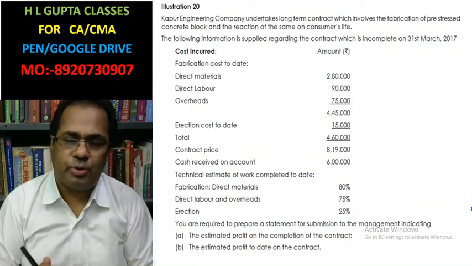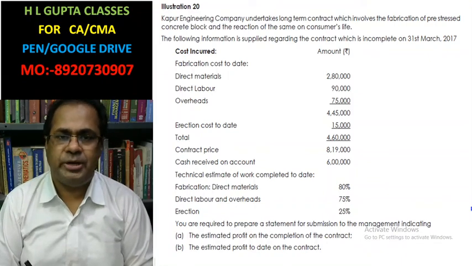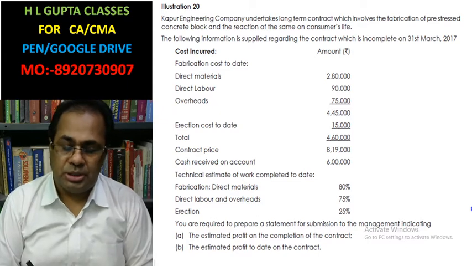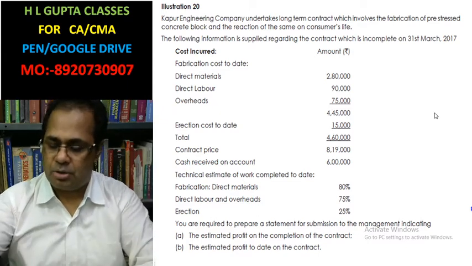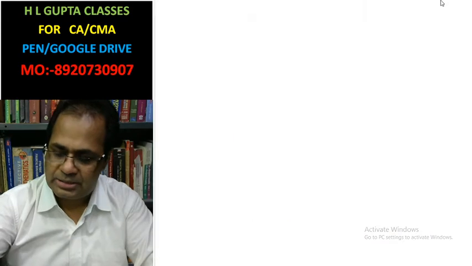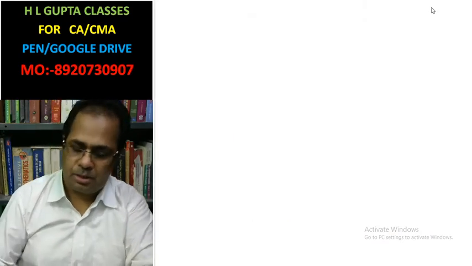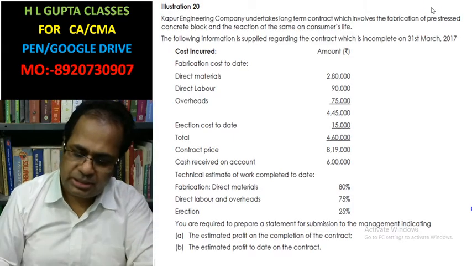Hello friends, I am going to discuss illustration number 20 of the contract costing. This is from the CMA Inter Cost Accounting. Okay, let's discuss this illustration. Please read the illustration here.